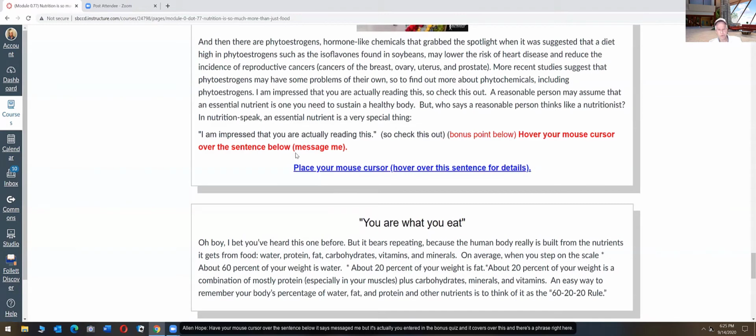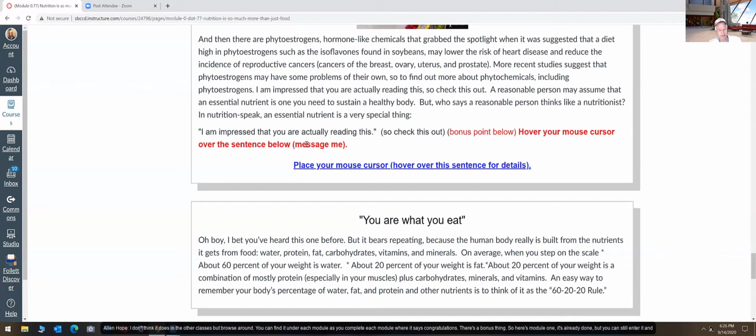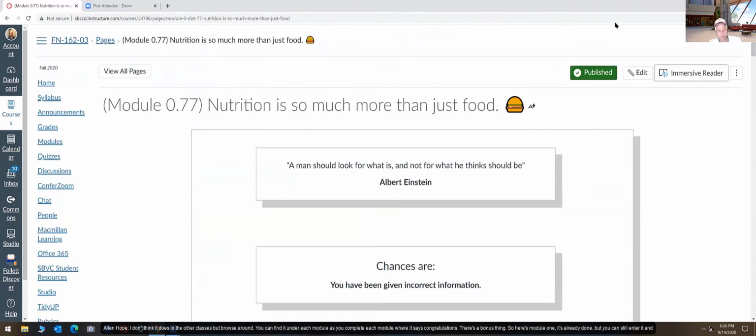Hover your mouse cursor over the sentence below. It says message me, but it's actually you enter it in the bonus quiz, and it covers over this, and there's a phrase right here. There's a little phrase that appears, and it'll tell you to enter that on the bonus quiz. I've got to change this too, because that actually shouldn't say message me. I don't think it does in the other classes.